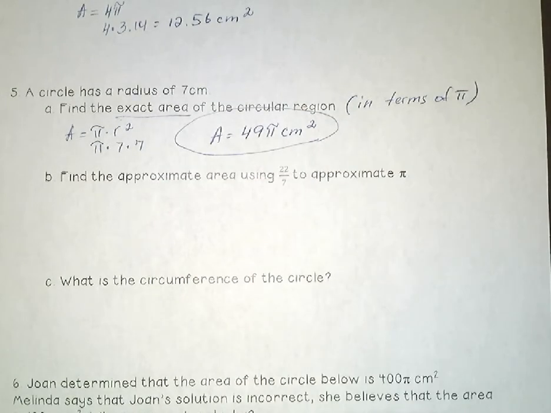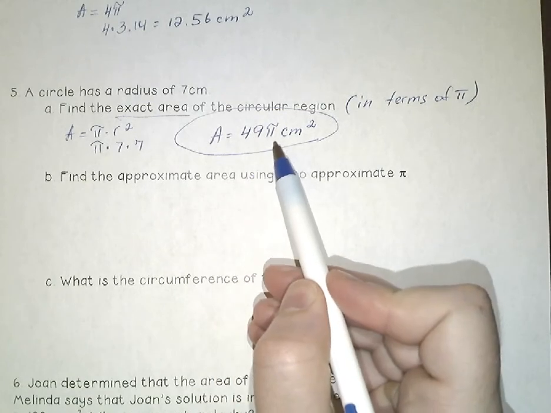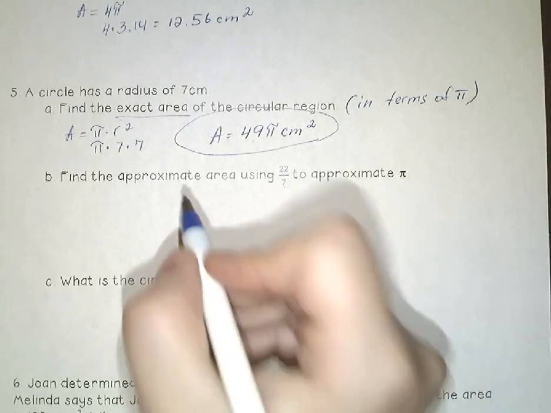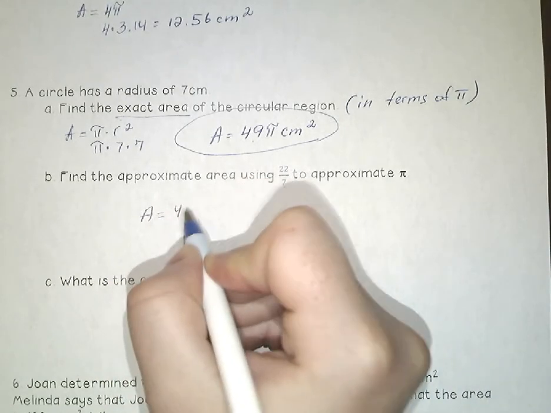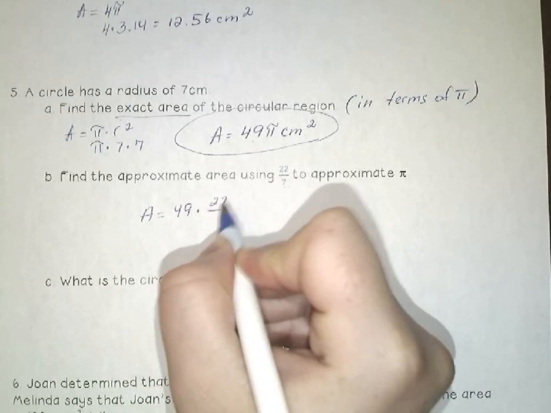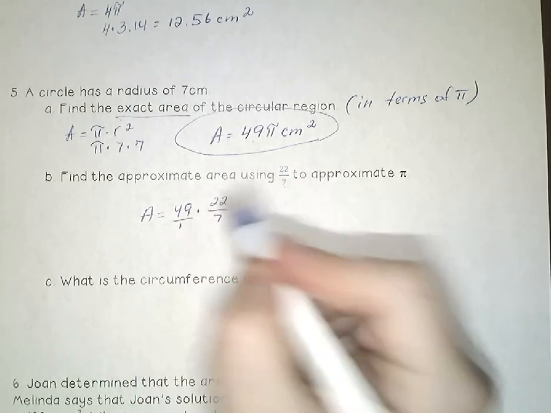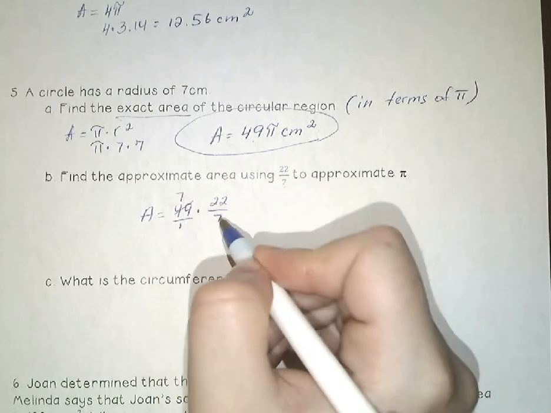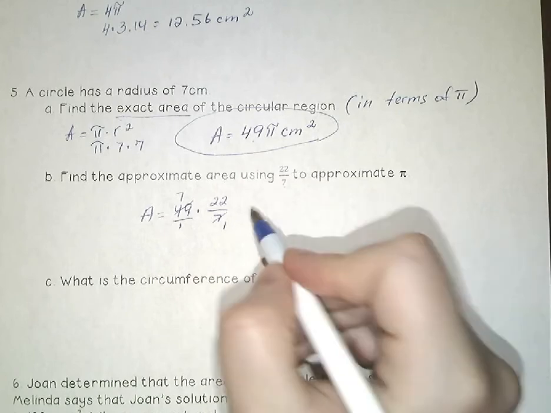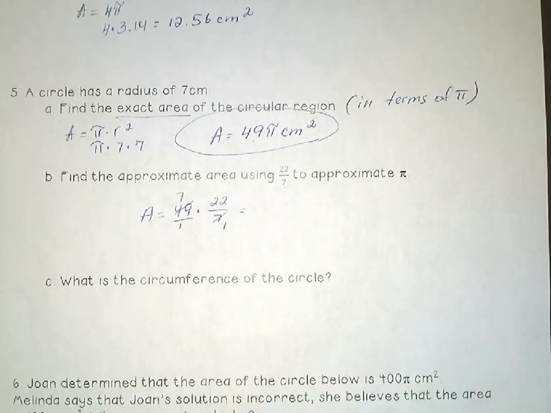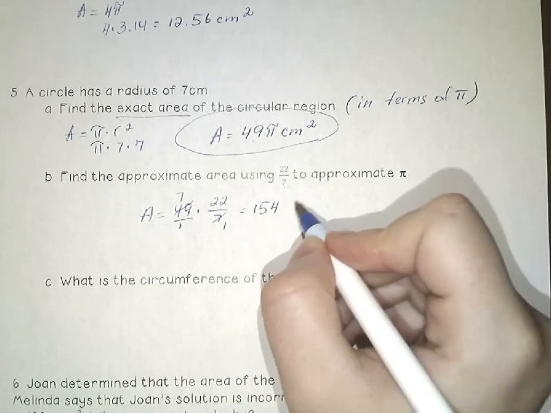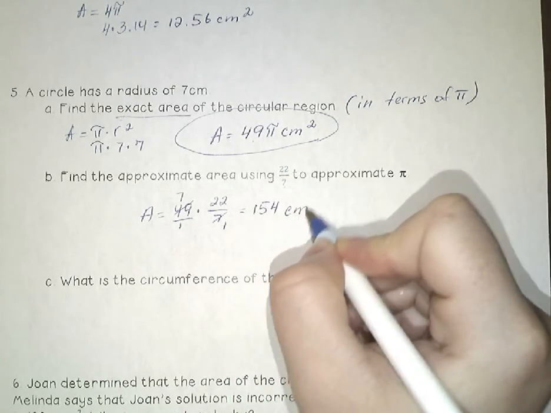For the approximate answer, we are going to continue multiplication. We are going to multiply 49 by 22 sevenths. Okay, area equals 49 times 22 sevenths. 49 and 7 can get simplified. 49 can be simplified to 7. 7 will be simplified to 1. And that will be 7 times 22. 7 times 22 is 154. And that is going to be centimeters squared.